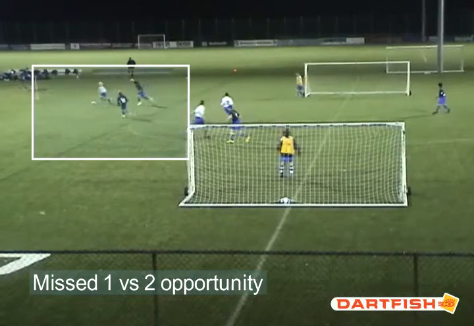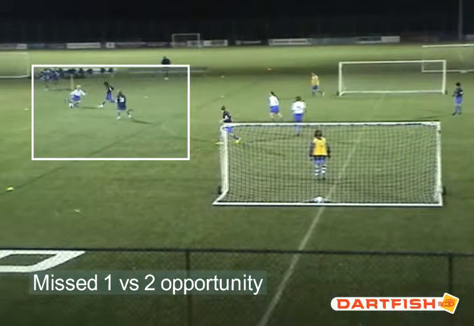Here we have an opportunity on the sideline to make this 1-against-2 situation. By the lack of commitment from the defenders, the attacker is able to get out of pressure instead of clamping in hard against the sideline, having the covering defender perhaps commit a little bit more. They allow this attacker to get out of the trouble against the sideline.